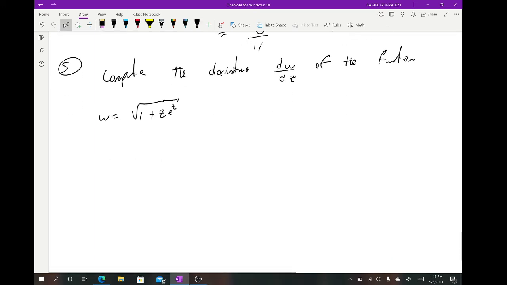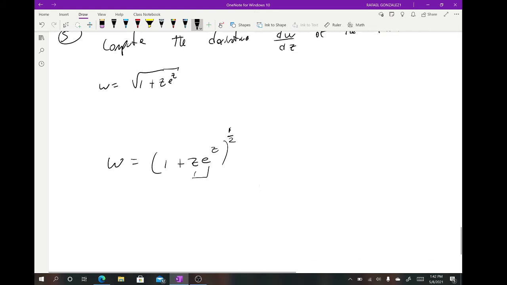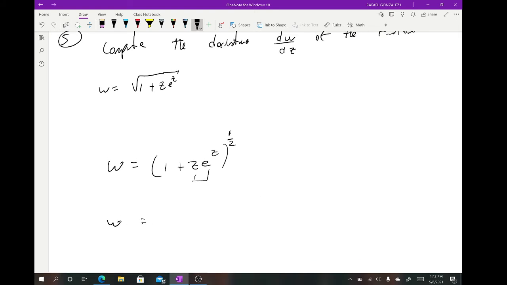Okay, so here the first thing that I will do is to rewrite it as 1 plus c e to the c, to the power 1/2. So that's the first thing I will do. Then notice that you will have to use a chain rule because this is an instance of the general power rule. We will also need to use the product rule here. So there's a product and a chain rule here happening. So let's see what the derivative dw/dc is.